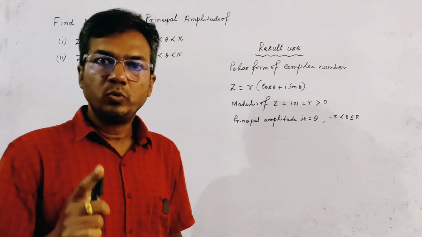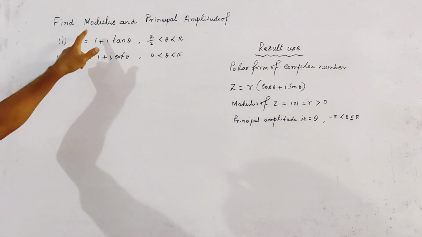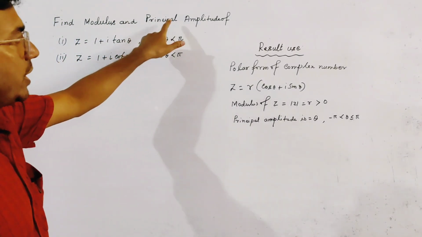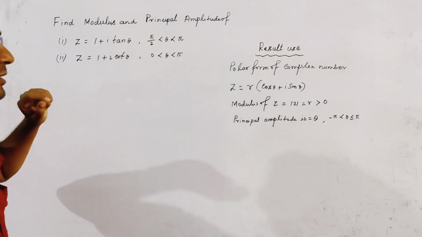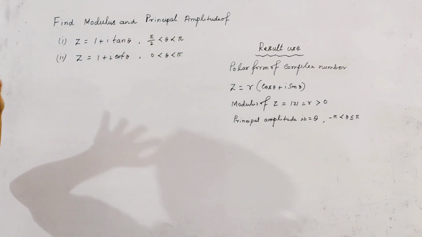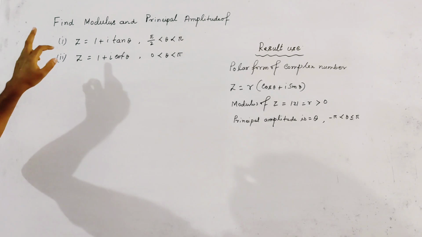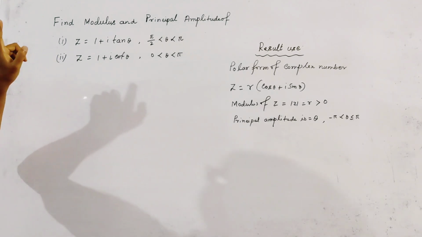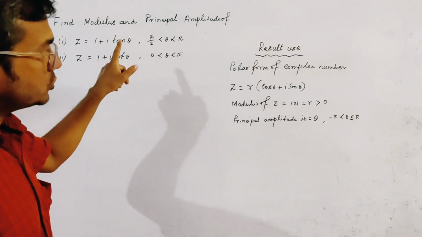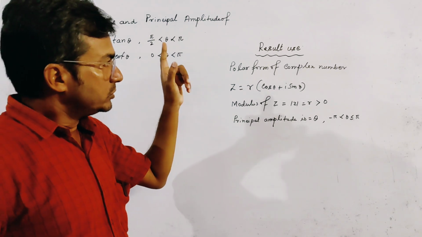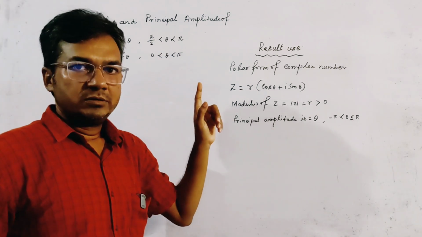In this problem, we have to find the modulus and the principal value of the amplitude of the complex number. Here two complex numbers are given. Okay, we are going to the main problem. First we see the result we use here.